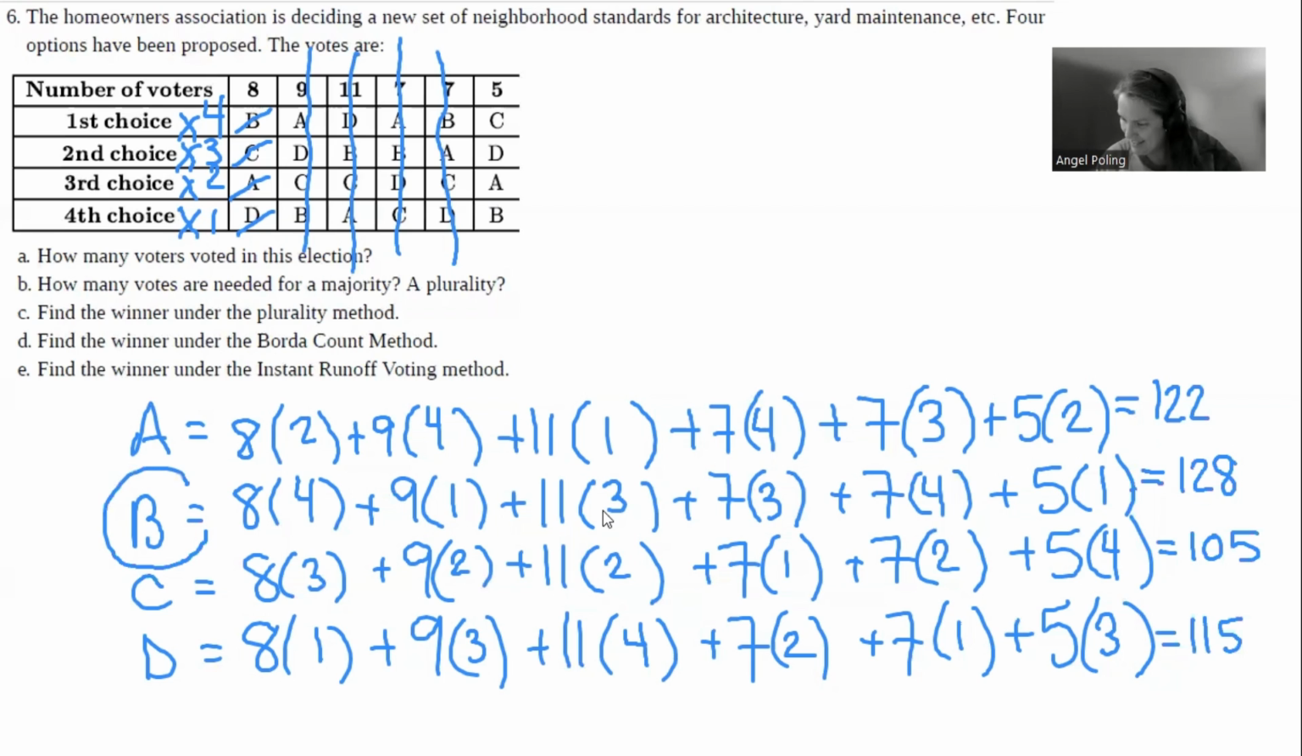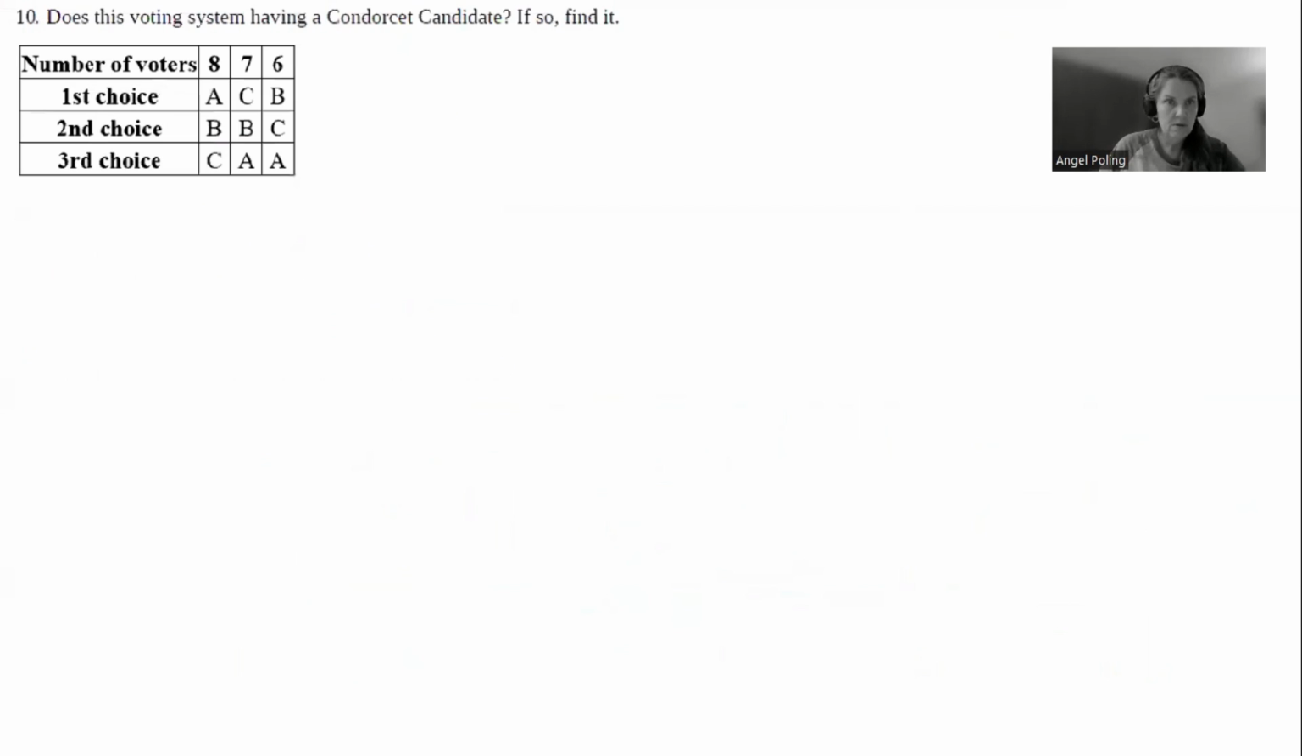I tricked myself. Okay, so we had B for Borda, B for runoff, and A, if I'm not mistaken, for, yeah, A was plurality. Okie dokie. And I think we have one last problem. It's a Condorcet candidate problem.